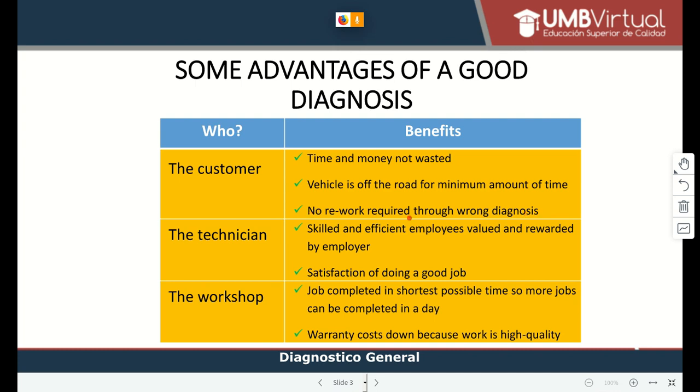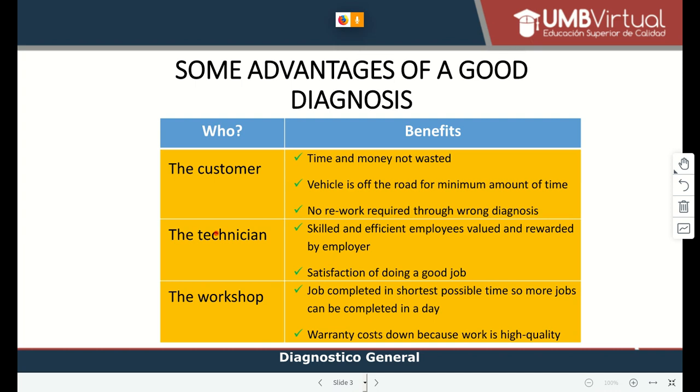What we will require through wrong diagnosis. This is very important. With wrong diagnosis, normally, of course, you are going to have callbacks, customers coming back because maybe the car keeps breaking down due to some wrong diagnosis by the technician. But you avoid this by strictly following the guidelines given by the manufacturer, depending on the fault or the DTC that you retrieve. The technician is a skilled, efficient employee, valued and rewarded by the employer, with the satisfaction of doing a good job.